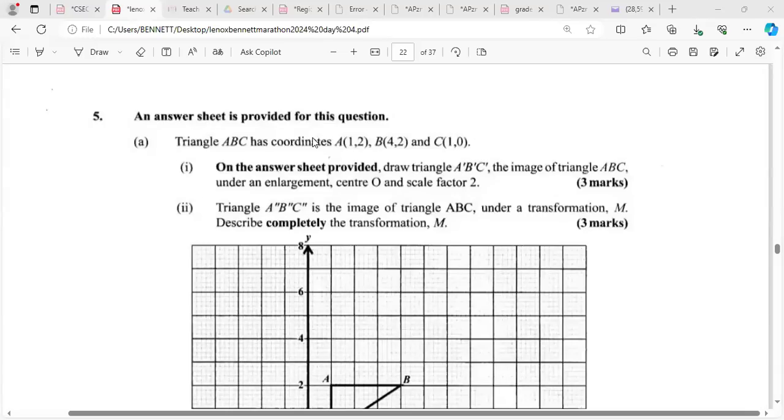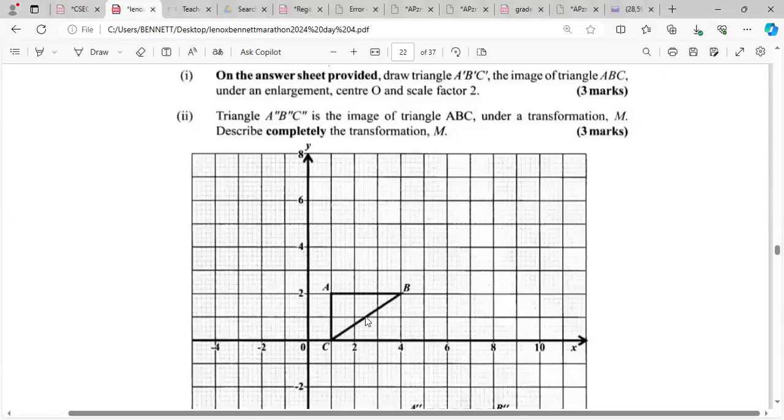Triangle ABC has coordinates A (1, 2), B (4, 2) and C (1, 0). On the answer sheet provided, draw a triangle A prime B prime C prime, the image of triangle ABC under an enlargement with center O. Probably they give a different worksheet, but we could use this as the sheet provided. Alright, so we're going to enlarge it, guys.